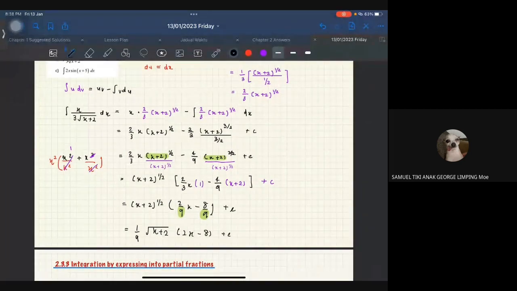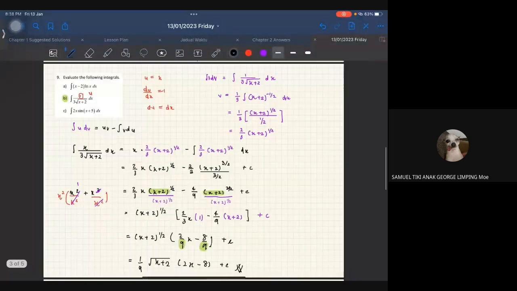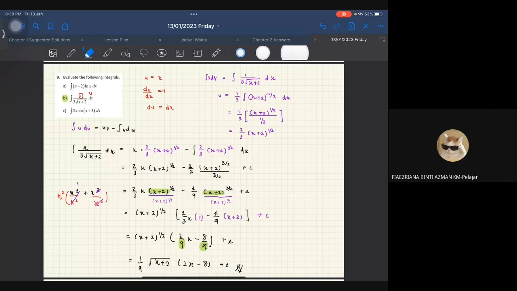Itu sahaja. Okay, boleh ke semua orang? Do you guys have any more question for this? Boleh, Miss. Boleh. Okay, Miss. Hello. Boleh. Alright. Okay. Okay, so itu sahaja untuk soalan 9B.